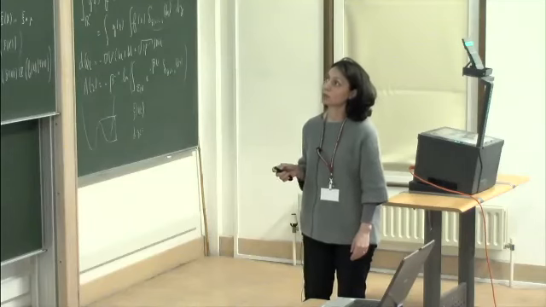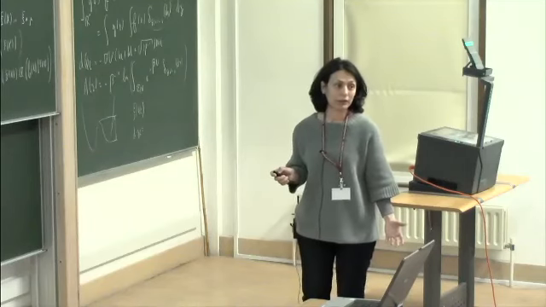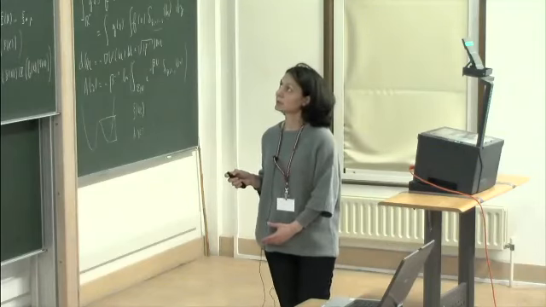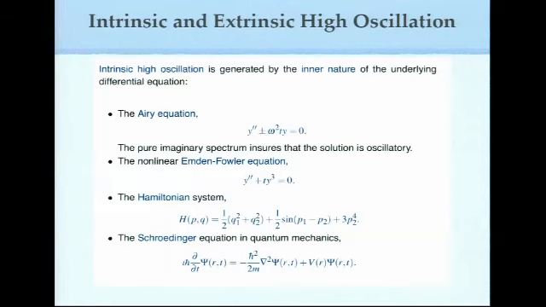So in general, talking about high oscillation, one can in theory divide it into two parts: intrinsic high oscillation and extrinsic high oscillation. Intrinsic is the one where oscillation is part of the inner nature of the underlying differential equation. One example is the Airy equation presented here. Other, nonlinear examples are the Emden-Fowler equation, Hamiltonian systems, and the famous Schrödinger equation. Those all are part of intrinsic oscillation.